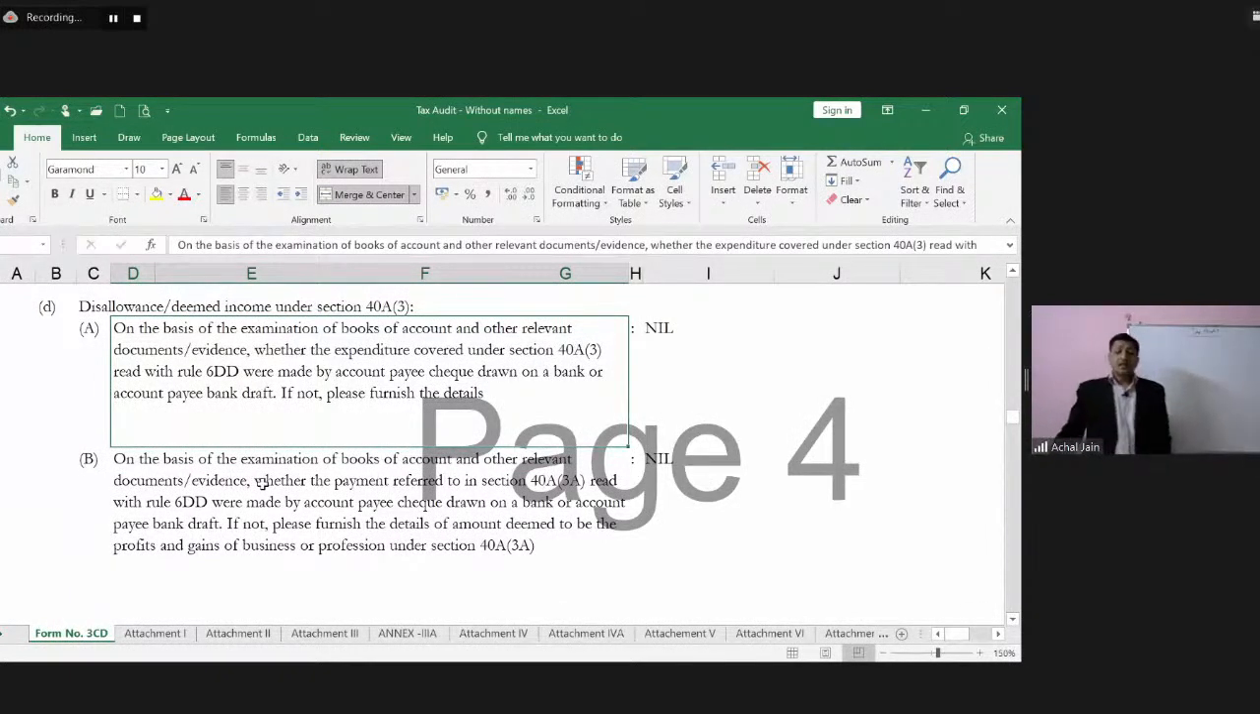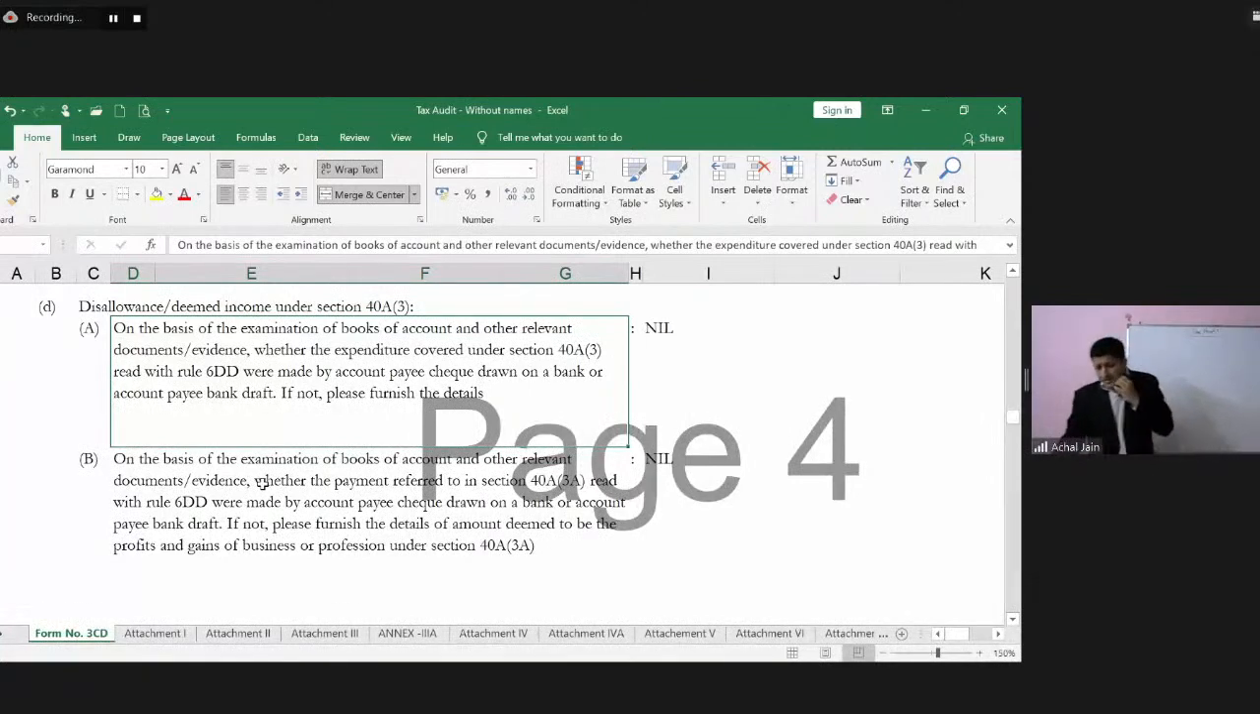Now, in this case, what is required to be reviewed by the auditor? The auditor is required to review if there have been any expenditures for which the payments have been made in cash. And for cash, there are certain limits attached. If the cash payments for certain expenses are made above a particular threshold, then those expenses get disallowed. So if the payments have not been made by cheque or bank draft, then those details are required to be furnished over here.